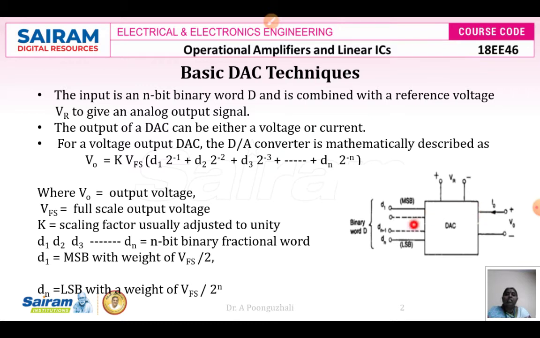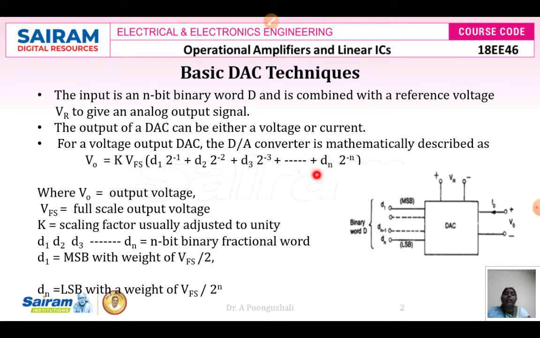In this case, for a voltage output DAC, the D to A converter is going to be mathematically described as V0 is equivalent to K into VFS into (D1 2 power minus 1 plus D2 2 power minus 2 plus D3 2 power minus 3 plus till Dn 2 power minus n), where V0 is going to be the output analog voltage, K is going to be the scaling factor which is usually adjusted to unity, and VFS denotes the full scale output voltage.